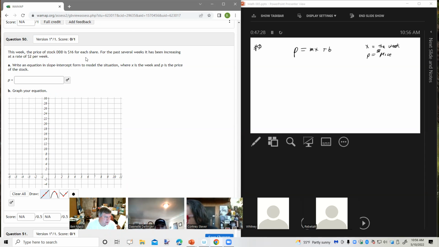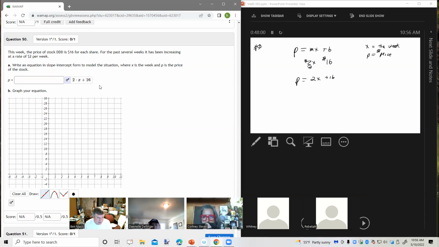All right, so to start with, the stock is $16. So that's going to be your intercept. It increases at a rate of $2 per week. So that's your slope. So $2 per week times the number of weeks, the units would cross out. So P is going to be 2x plus 16. You see where I got that?